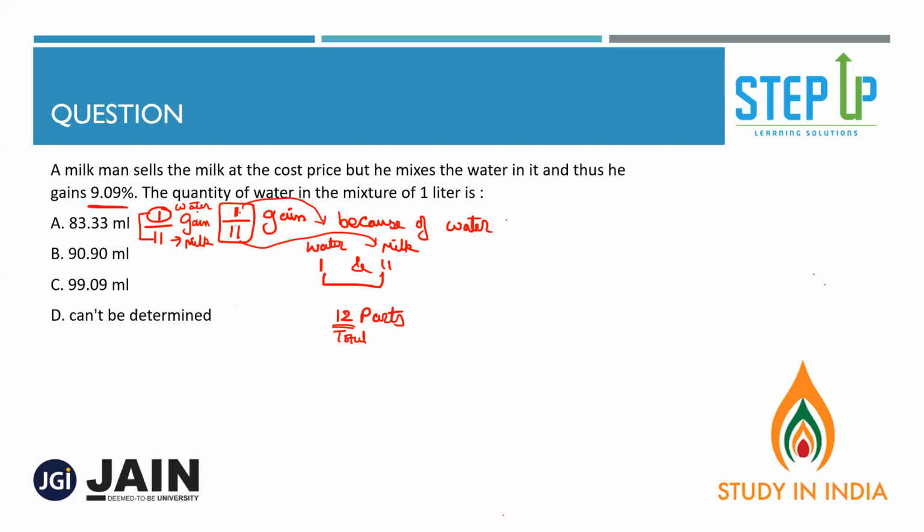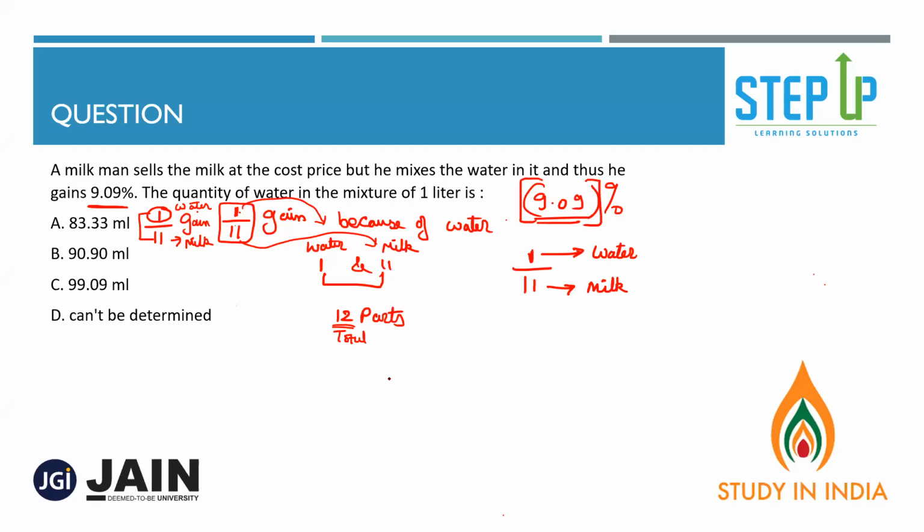Water. Now, is this gain too huge? Gain is what percent? Okay, think in this way. Gain is what percent? 9.09% is gain. 9.09 is nothing but 1 by 11. It means that as his gain is 9.09 only, if his gain is 9.09%, that's where we can say that one part he would have added water and the remaining part would have been milk. That's where he is gaining 9.09%.